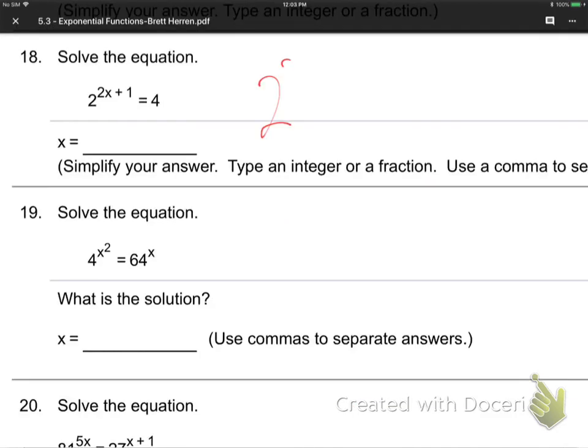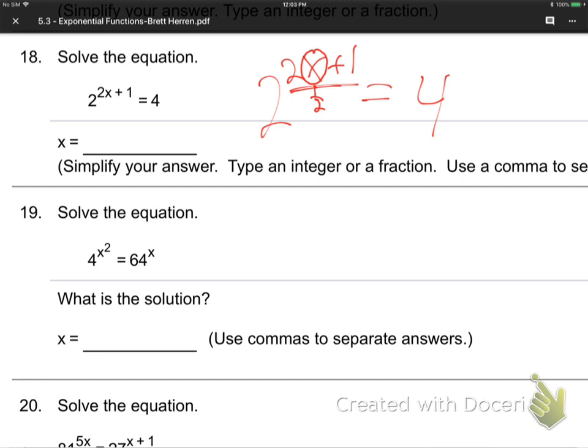So I'll write it bigger. 2 to the 2x plus 1 is 4. What do you got to plug in for x to make that true? 1 over... 1 half. What is it? 1/2. It's a half. You see it? If x is a half, then 2 times a half is 1. 1 plus 1 is 2. 2 to the 2 is 4.